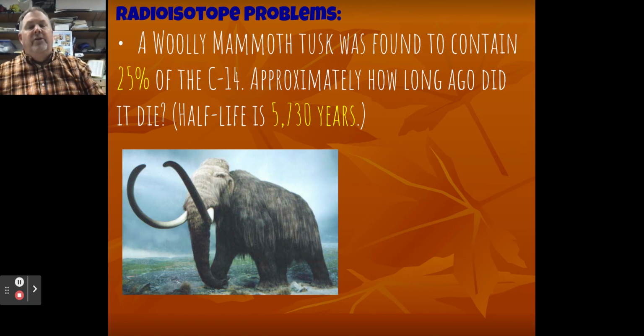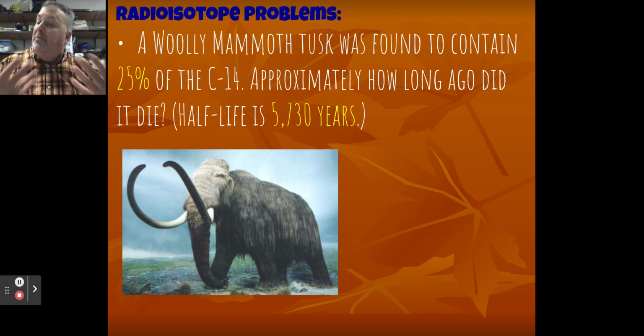So if we notice that this woolly mammoth has 25% of the carbon 14 compared to current day, then we know that it's gone through some half lives. So the idea here is, how many half lives has it gone through? It only has 25%. The first time it goes through the half life of 5,730 years would be approximately one half life. A second time it does that, that would be another 5,730 years. That would be about 25%. And we can keep on doing that.